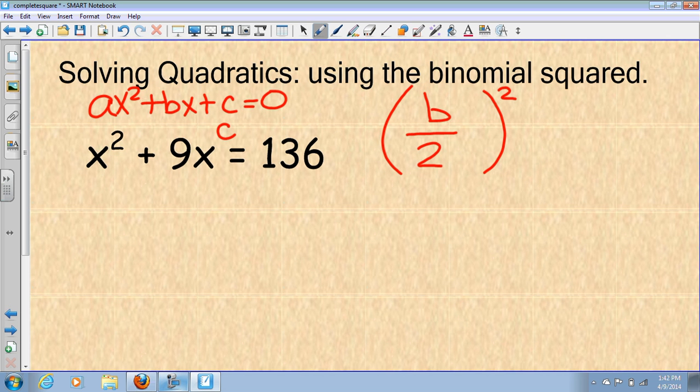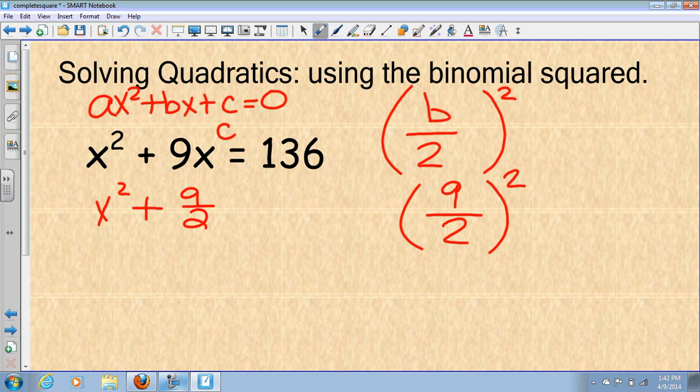Okay, so here we go. My b term is 9. So 9 divided by 2, that quantity squared. Now you can leave it as a fraction or you can put it as a decimal. I'm going to leave it as a fraction. So x squared plus 9 halves, I'm sorry.